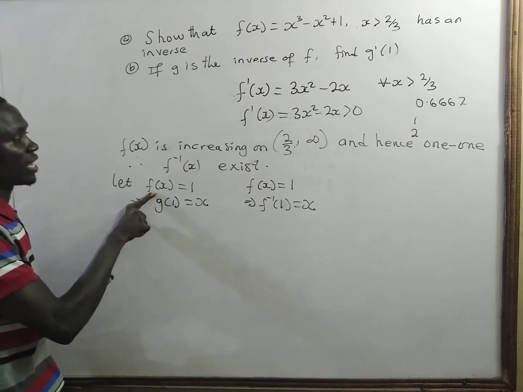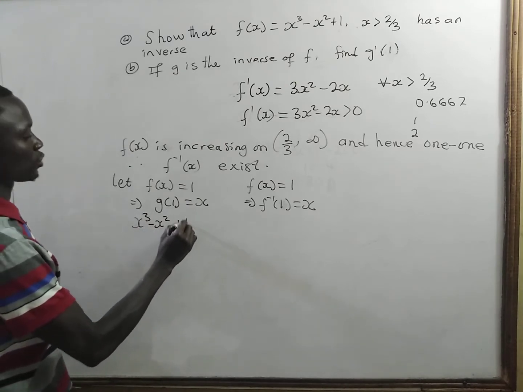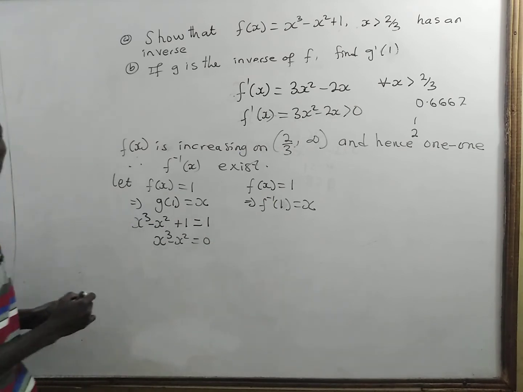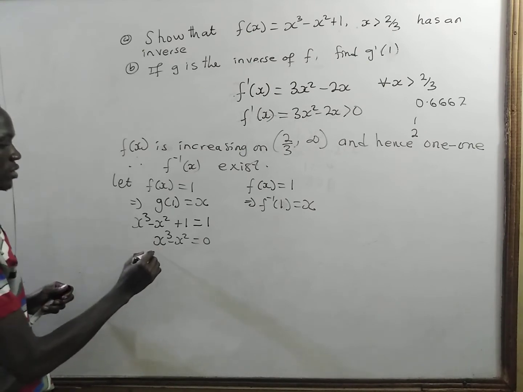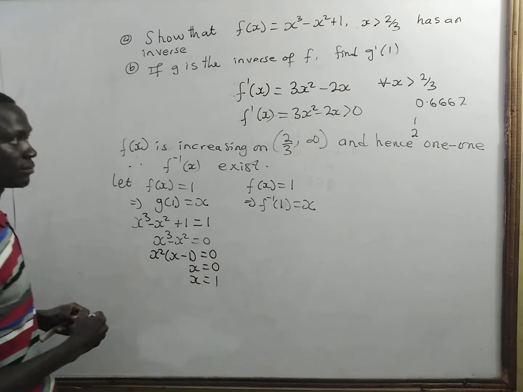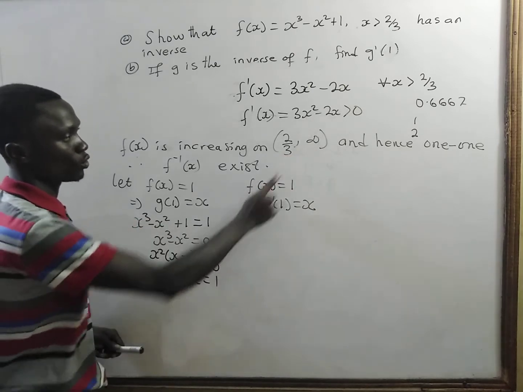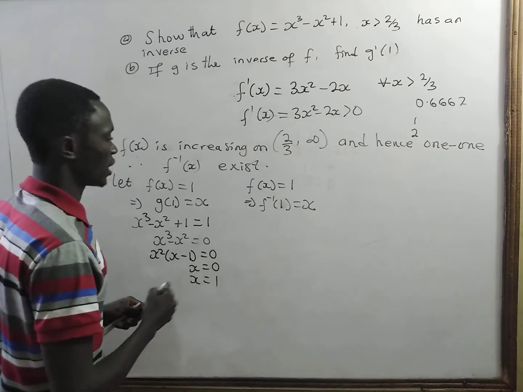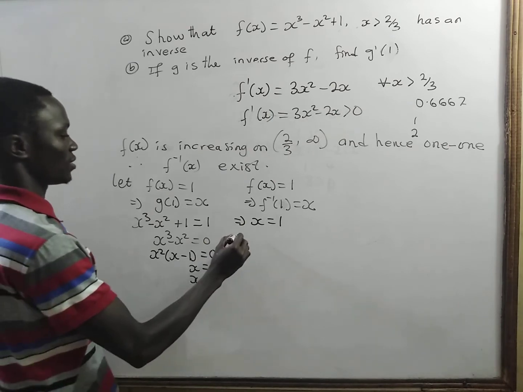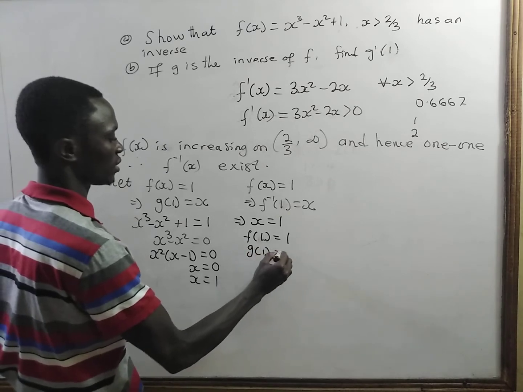So let's move on. So you have f of x equal to 1 implies that x cubed minus x squared plus 1 is equal to 1. And this gives x cubed minus x squared equal to 0, if we bring this 1 here. Very simple, right? So I have x squared into bracket x minus 1 equal to 0. I have x equal to 0 and x equal to 1. But x equal to 0 is outside this interval. It is only x equal to 1 that we can find within this interval. So now, this implies that our x is equal to 1. Very simple as that. So, we have our f of 1 equal to 1 and g of 1 equal to 1.